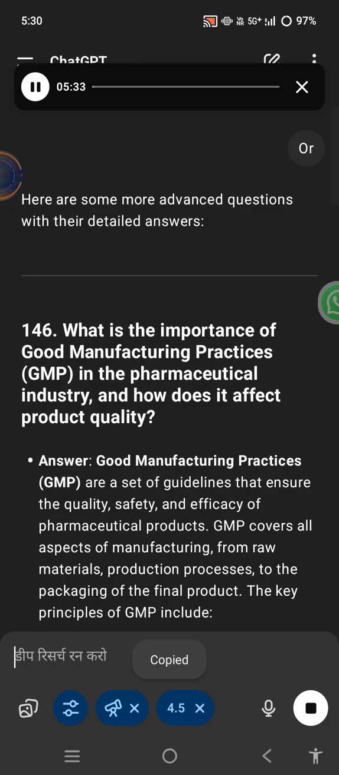129. How do you approach the design and optimization of experiments for evaluating drug efficacy and safety in preclinical studies? Answer. Designing and optimizing preclinical experiments to evaluate drug efficacy and safety involves a systematic approach. 1. Define objectives. First, clearly define the research objectives. This could include determining the efficacy, whether the drug works, safety, whether the drug is safe, and mechanism of action, how the drug works.